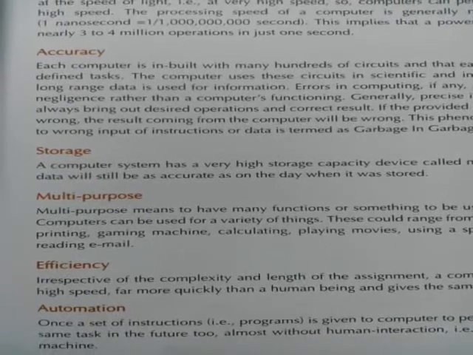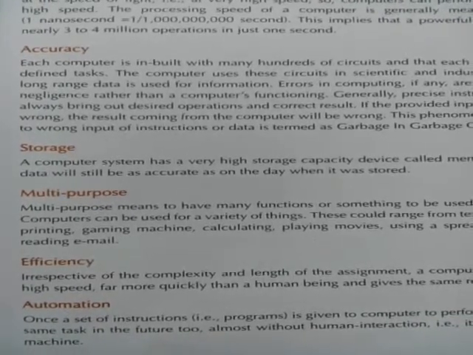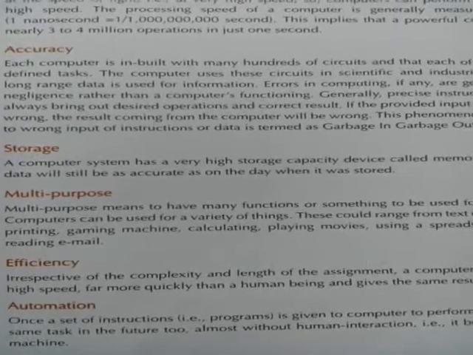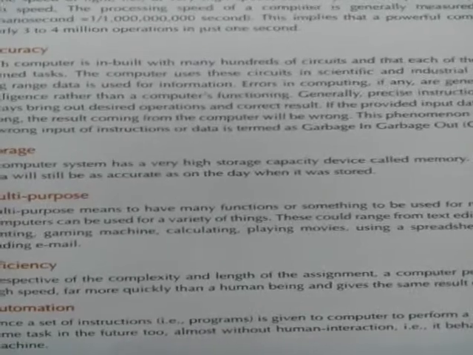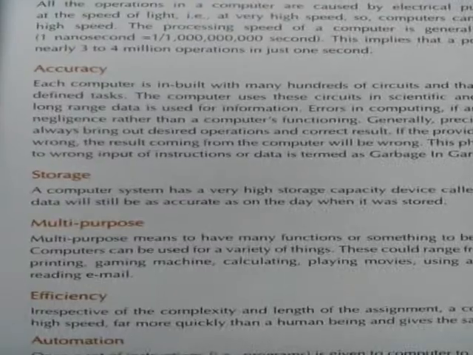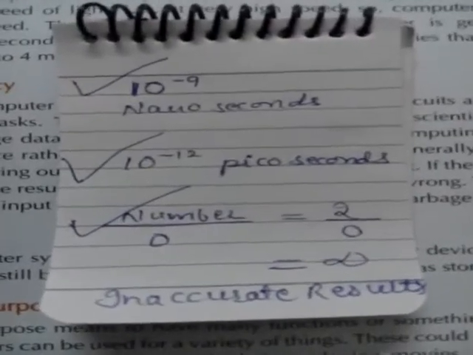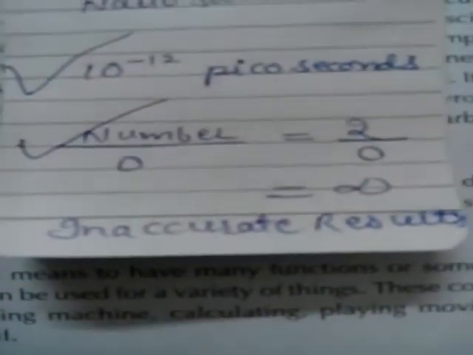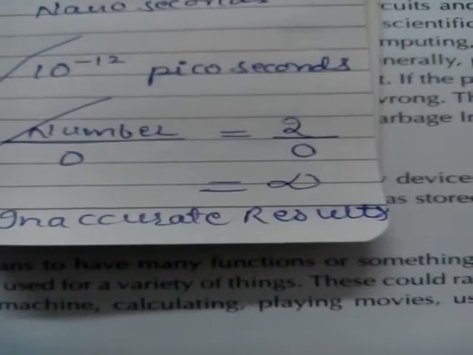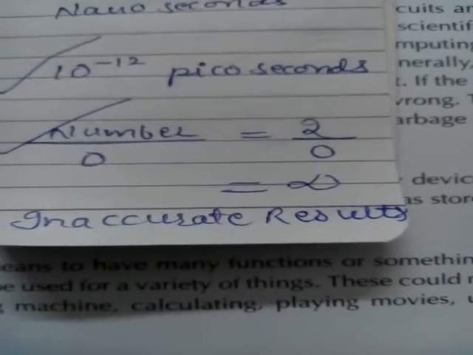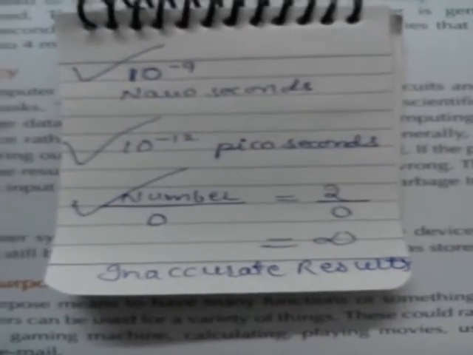Next we have accuracy. In accuracy, the computer produces accurate results when valid data and instructions are added to it. I am giving you one example. If you try to divide a number by 0, the result would be inaccurate. Here we have a number divided by 0. Suppose the number is 2, then 2 divided by 0 gives us infinite results, so it gives us inaccurate results.